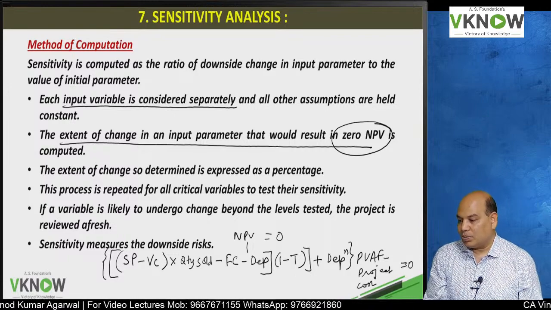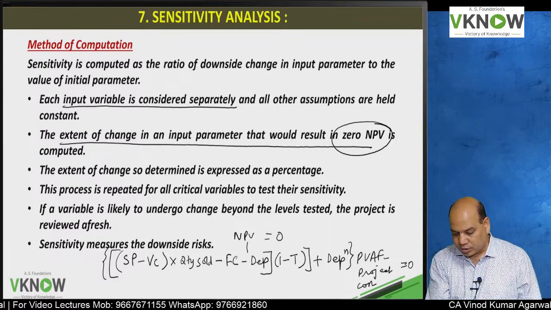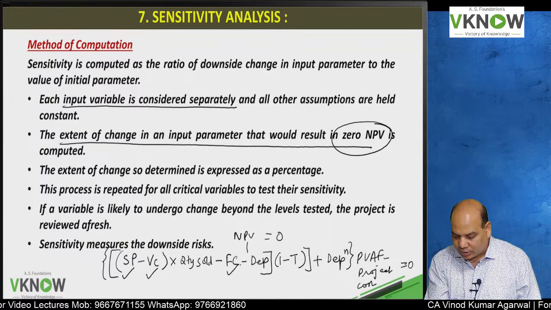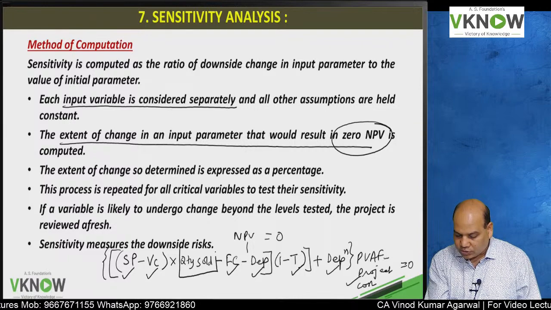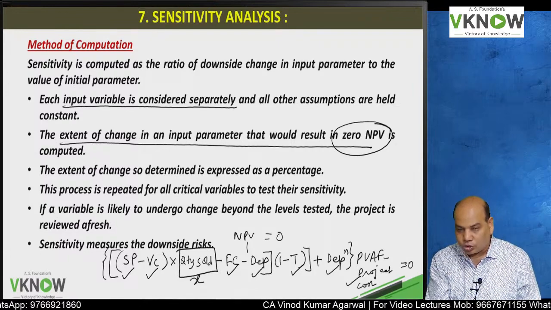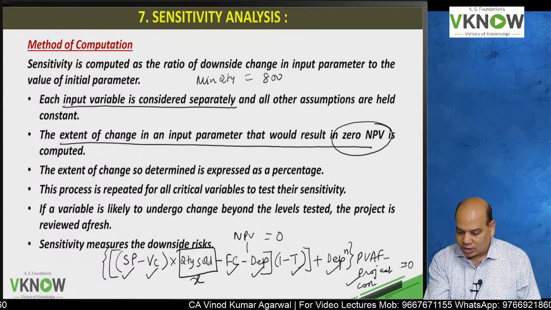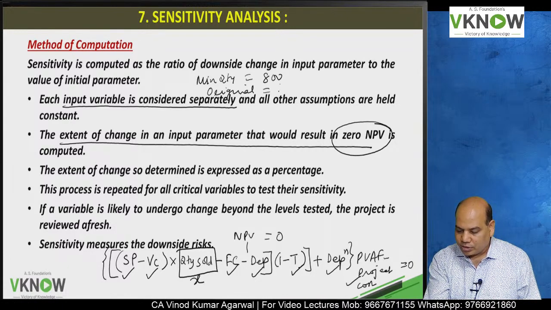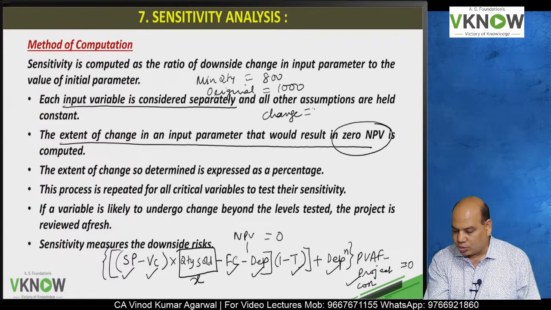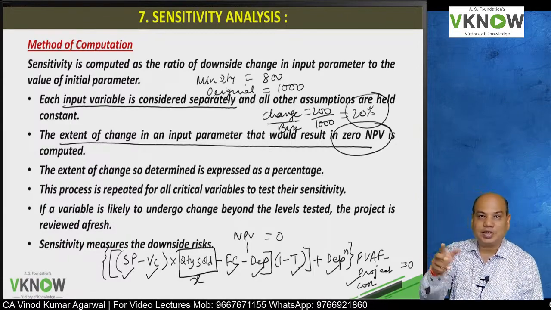This is basically the equation for finding NPV, but it can change from question to question. I will take all other variables from the question, and this one I will keep as X. If I am testing quantity sold for sensitivity, and after solving this equation I require a minimum quantity to be sold of 800, my original estimate is 1000. So change is 200. Change divided by base, 200 divided by 1000, 20%. So 20% is my sensitivity.